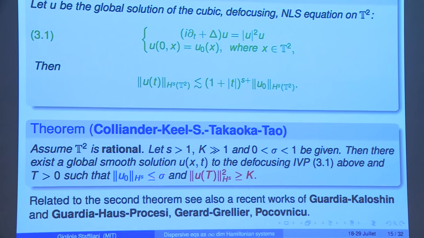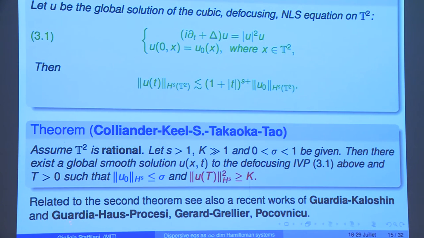And after we proved this theorem, there has been a lot of work related to this and much improved on it. Strictly related to this is the work of Guardia and Kaloshin, then for the quintic NLS there is the work of Haus and Procesi, and then some more recent work of Guardia, Haus and Procesi. And for a different kind of system, there is a beautiful work of Patrick Gérard, Grellier and collaborators. But that's just to give you an idea of where we are. There are lots of open questions here.